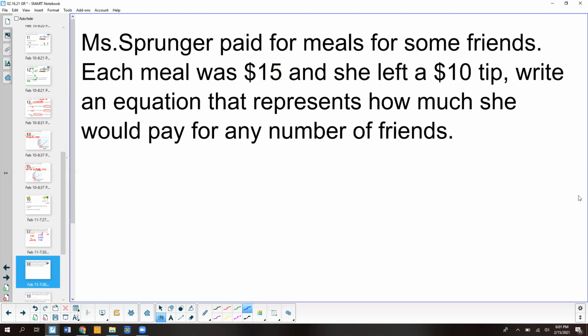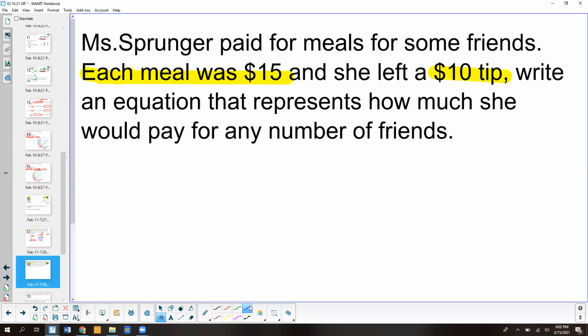Now let's look at the same problem, but it's a little bit different. Miss Sprunger paid for meals for some friends. Each meal was $15 and she left a $10 tip. Write an equation that represents how much she would pay for any number of friends. The only way this is different is we've got one extra number to think about. Each meal was still $15 and she left a $10 tip. Any of you who know anything about tipping, this isn't a good practice. You definitely should be tipping based on the total of your meal, but we can talk about that at a different time. So I left a $10 tip regardless.